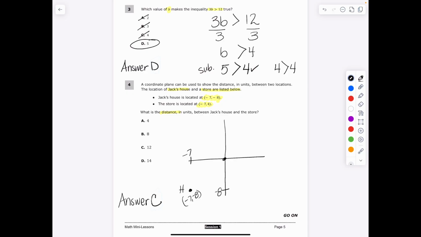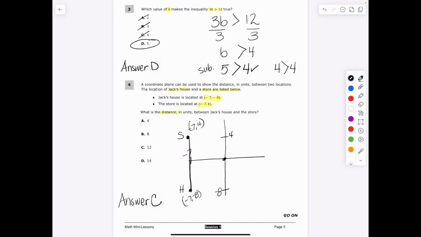And the store is at -7, +4, so going up. So here's -7, +4. That's the store. I want to know how far it is from here to here. Okay, and they're both at the same place at -7. So I'm just going from here to here.